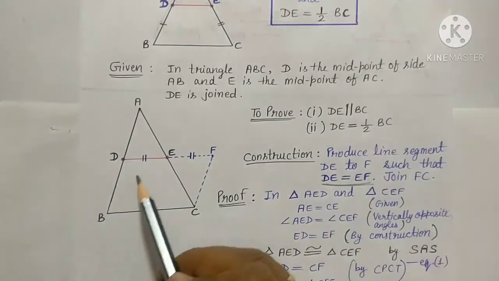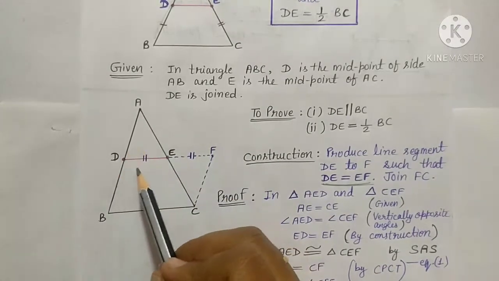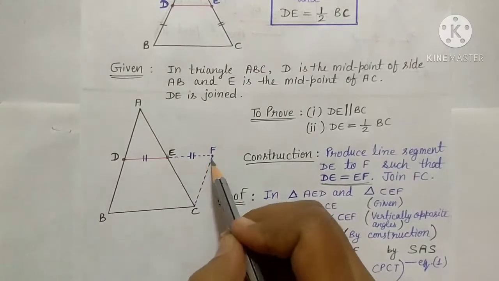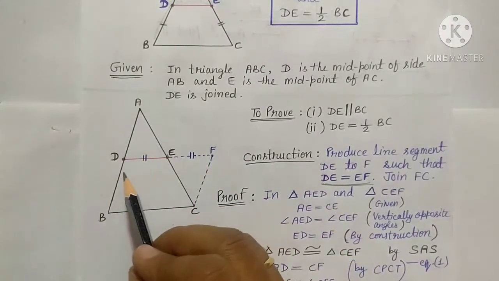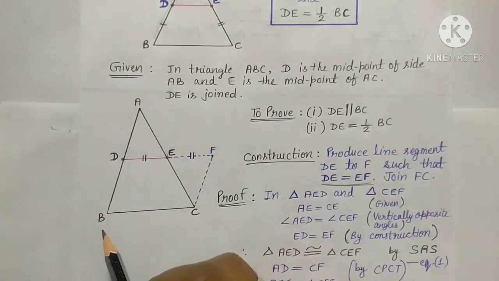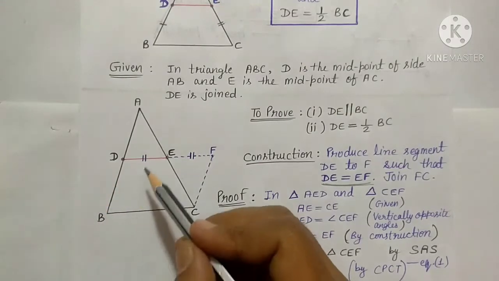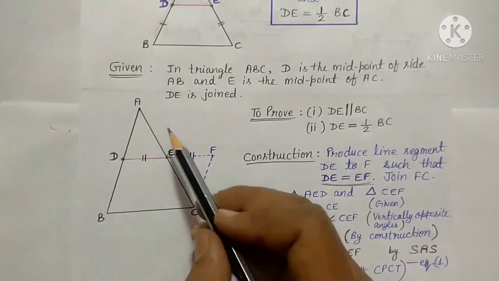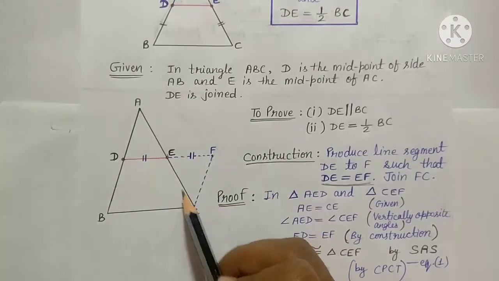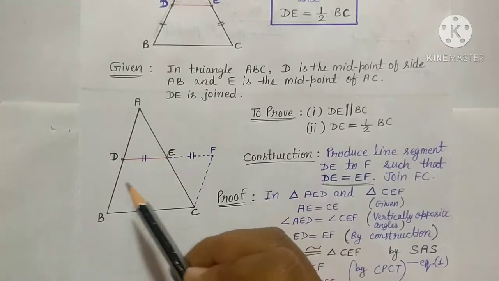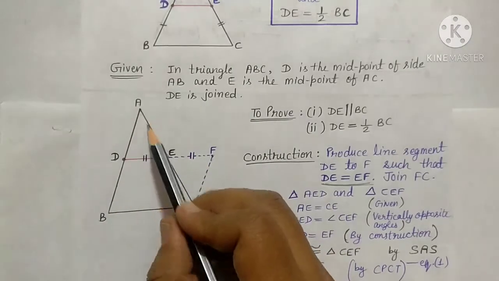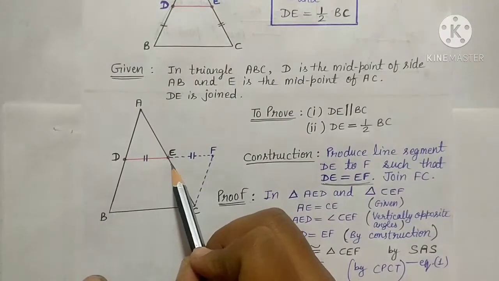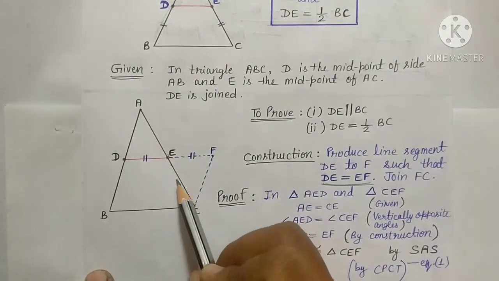So let's prove. We have taken two triangles, as you can see here: triangle AED and triangle CEF. We are trying to prove these two triangles congruent. Only then can we prove that some parts of this triangle are equal to the other parts by CPCT. So let's see. In triangle AED and triangle CEF, or you can say FEC, same thing, here AE is equal to CE.